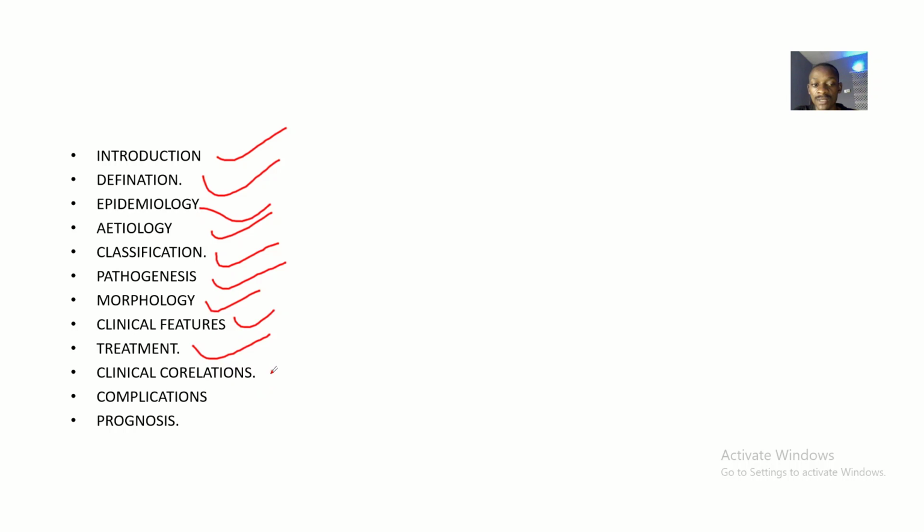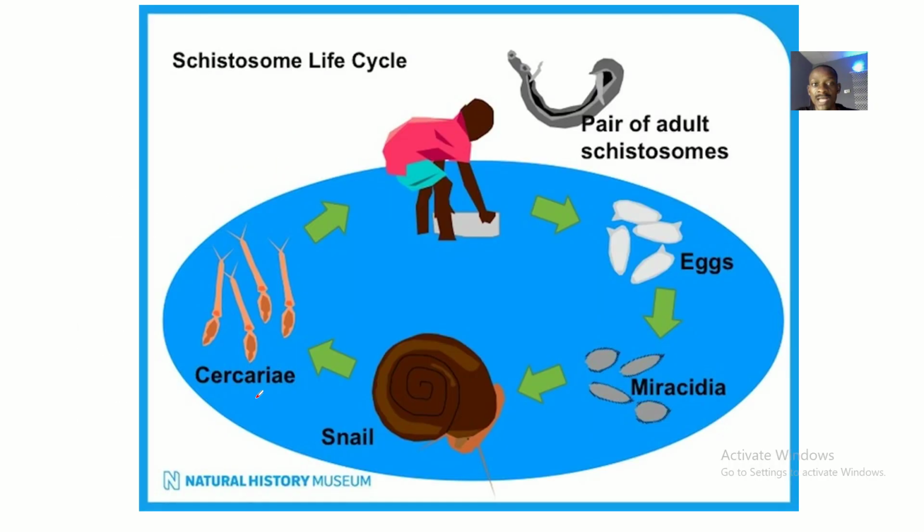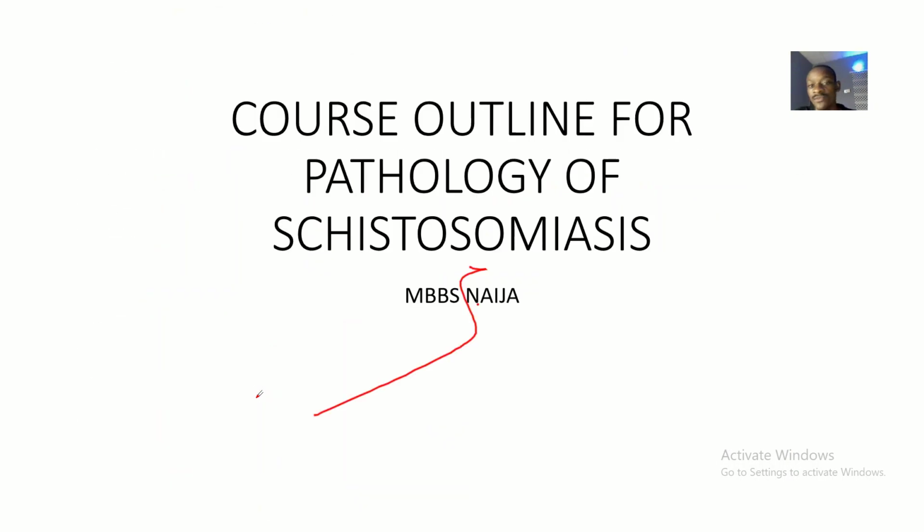We're talking about the clinical correlation. We're talking about the complications, which is what this disease condition will result in if left untreated. We'll be talking about prognosis, which is the likelihood of someone affected by this disease condition to recover. So that's it about the course outline for the pathology of schistosomiasis.